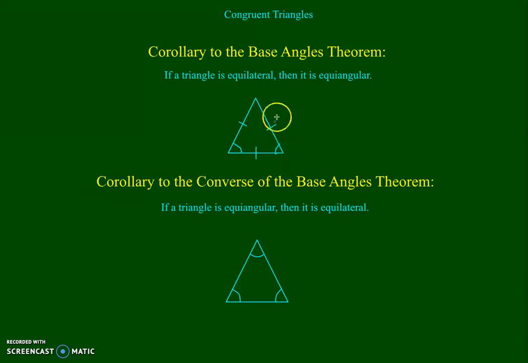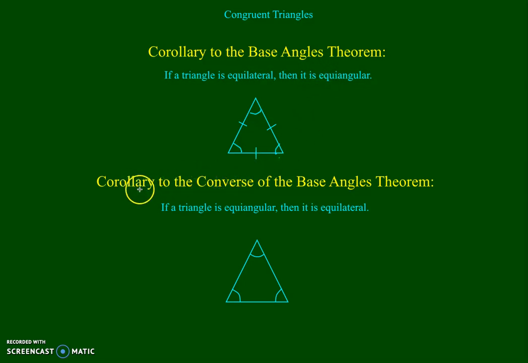Here we have two more sides that are congruent, and because of that, this angle and this angle must be congruent. So let's try and draw an arc in here. So here we can see this angle is congruent to this, this to this, and clearly all three angles then are congruent. So that's the corollary to the base angles theorem.